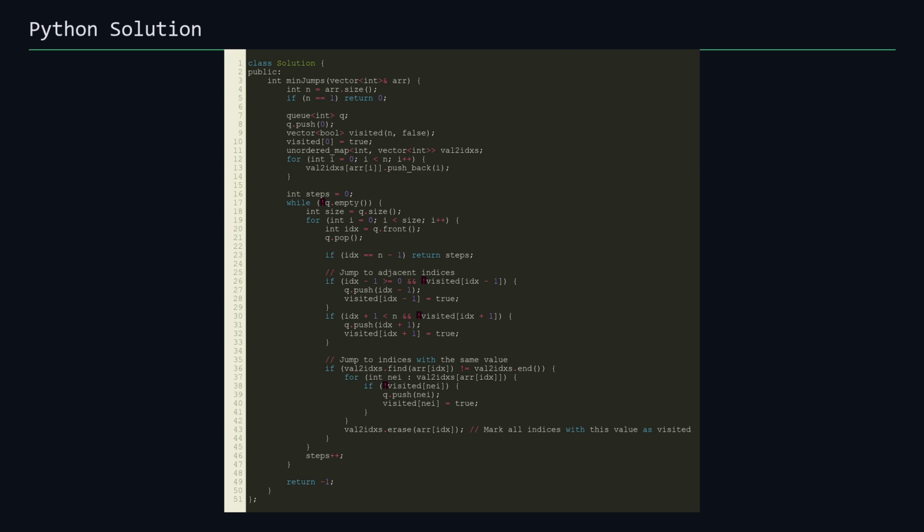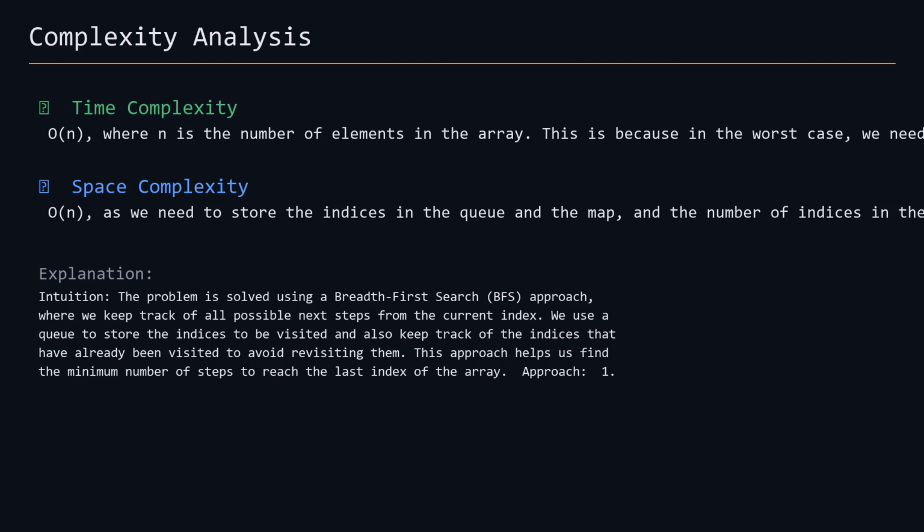Then, we store the value at the start index in a temporary variable, and we set the value at the start index to -1, to mark it as visited. Finally, we recursively call the canReach function, with the start index plus the value at the start index, or the start index minus the value at the start index, and we return the result of either of these recursive calls.